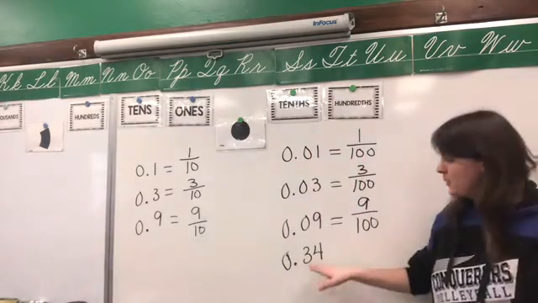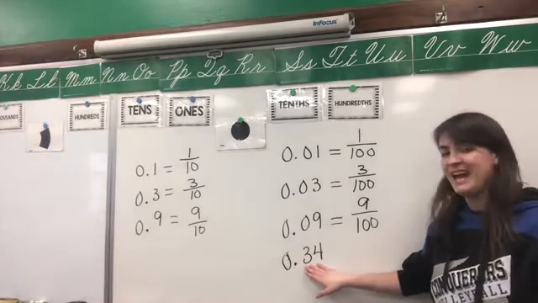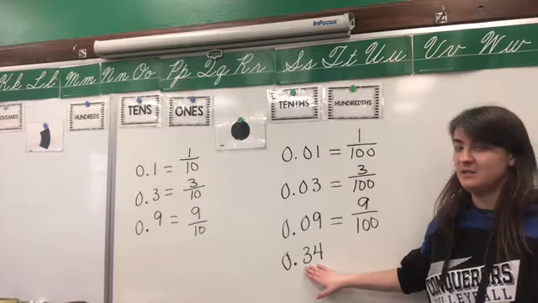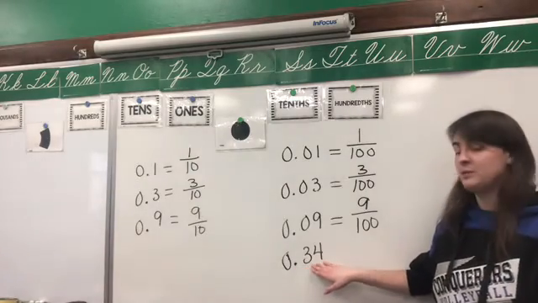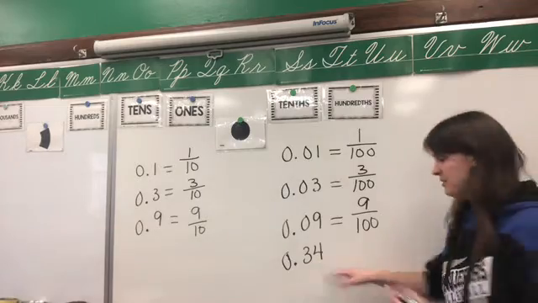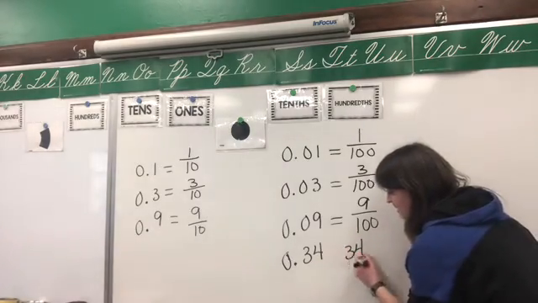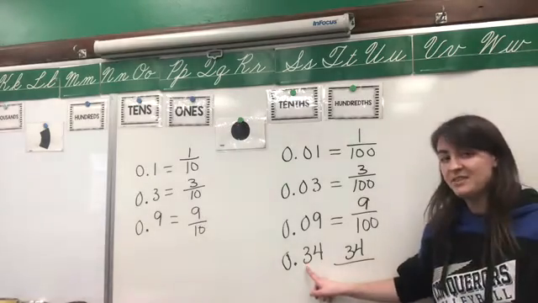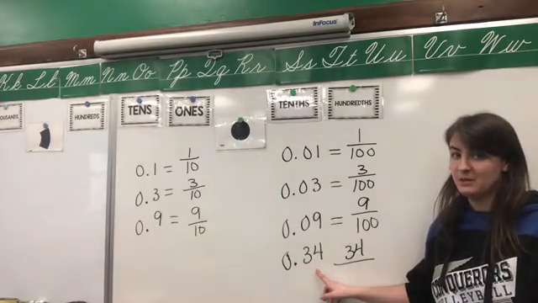Now, if I have a problem though that has numbers in both the tenths and the hundredths, first of all, the numerator is pretty easy to figure out. 0 decimal point 34, the numerator is going to be, that's right, 34. Now for my denominator, because I have numbers in both the tenths and the hundredths place value spots.